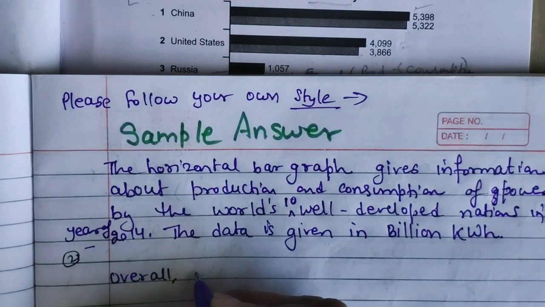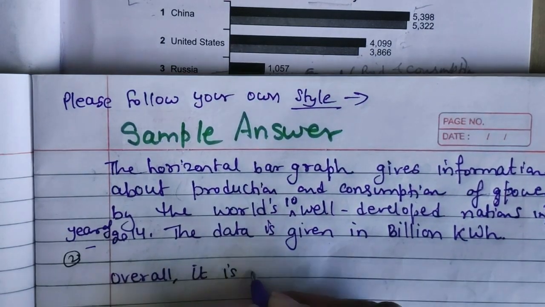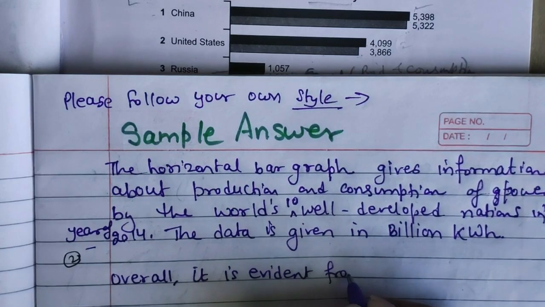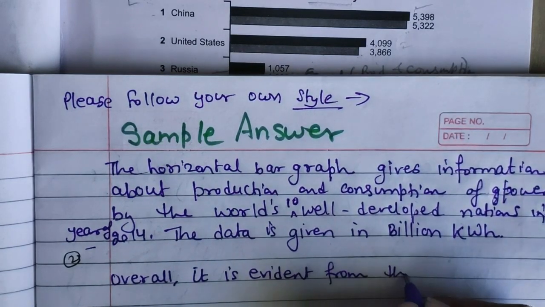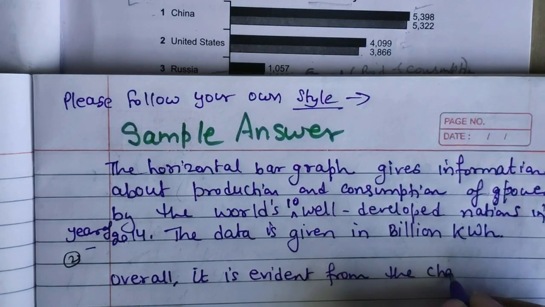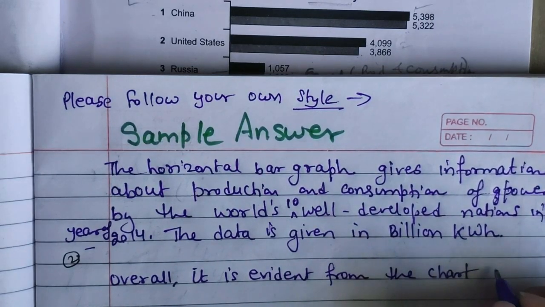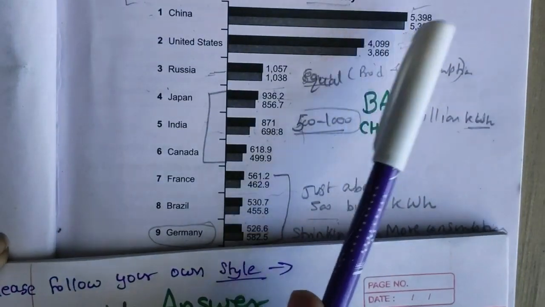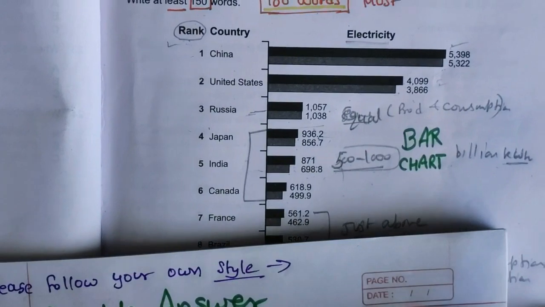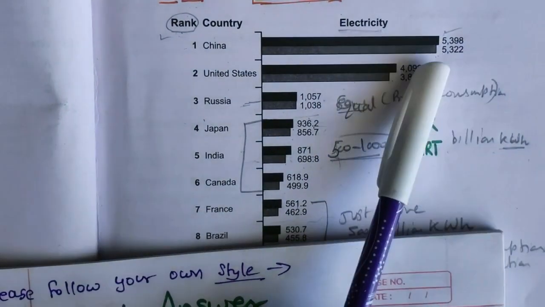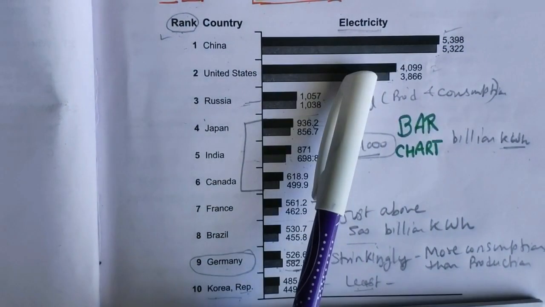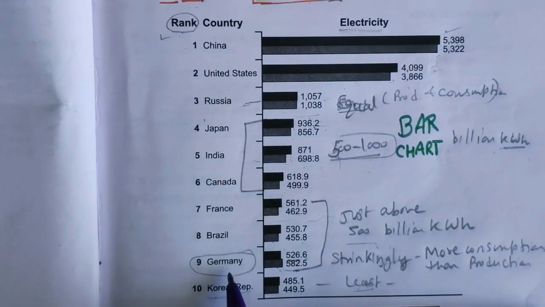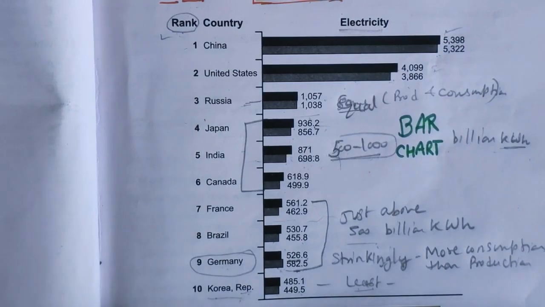Overall, what we can see is evident from the chart, or from the graph, that this is the highest, this is at the number one rank. So we will talk firstly about this and then this, and of course this also, and any other striking thing. This is the different thing we have found in this.